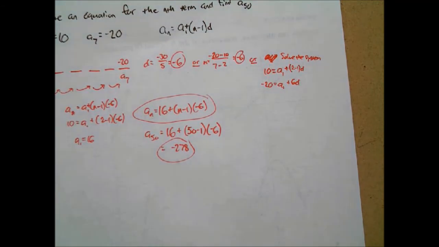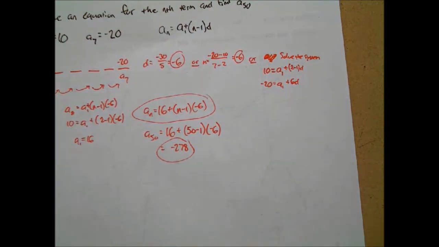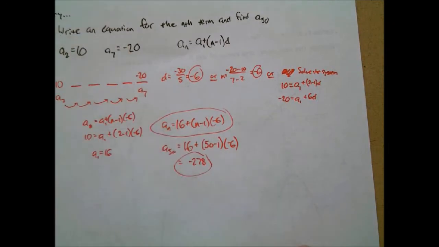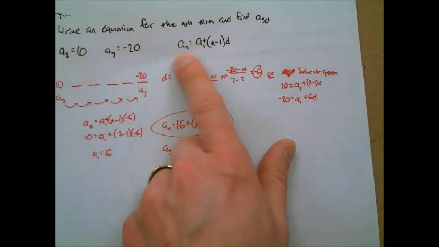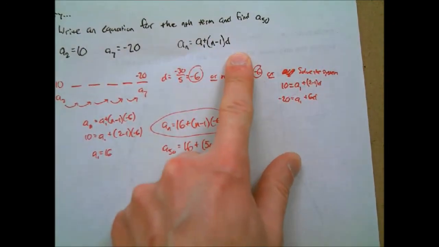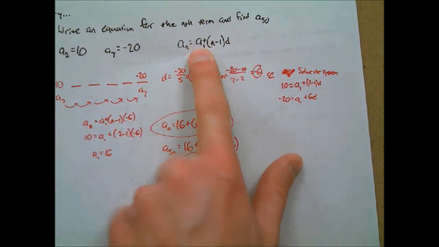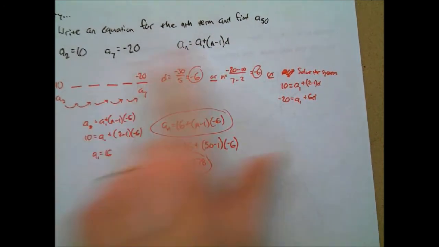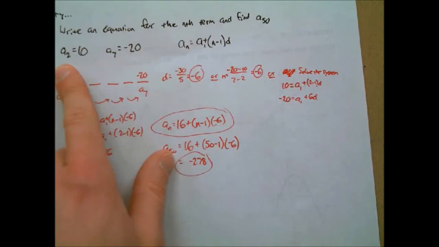Yes, Samantha. How do I get what? Okay, so we know we have an arithmetic sequence here, right? So we've got this formula. And so what information do we need for this formula? Well, we need a first term, which we do not have. We need a common difference, which we do not have. So you have to figure out both things.